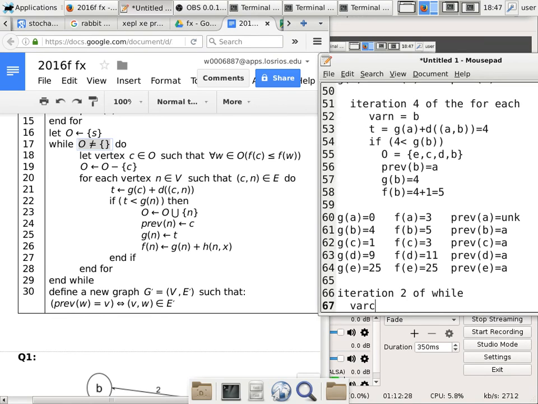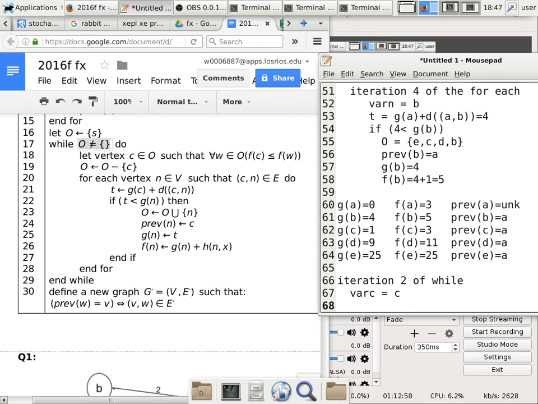So this time, which one am I going to pick next? I have to pick a vertex from big O, and we got 4 to choose from. But I cannot just randomly pick one. I have to pick the one with the least F value. So when you look at all the F values, which one is the smallest of all the elements in big O at this point? C seems to be the most promising because it has got the smallest value. So var C is now C. And then what we need to do is to change big O so that big O does not have C anymore. So we remove that, so it only has E, D, B remaining.